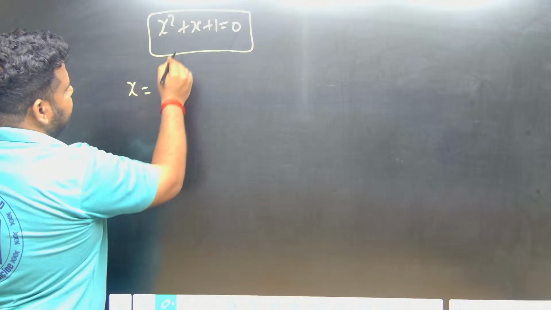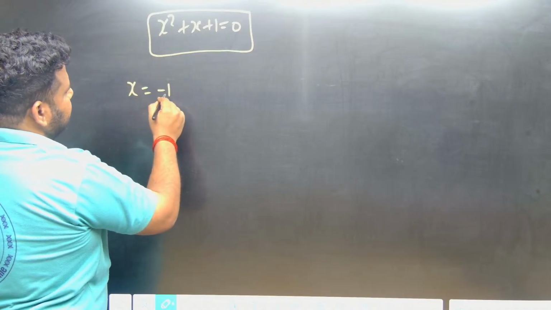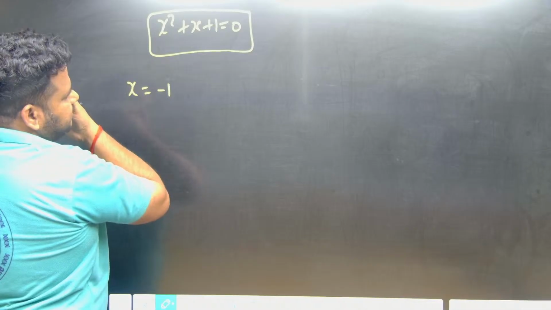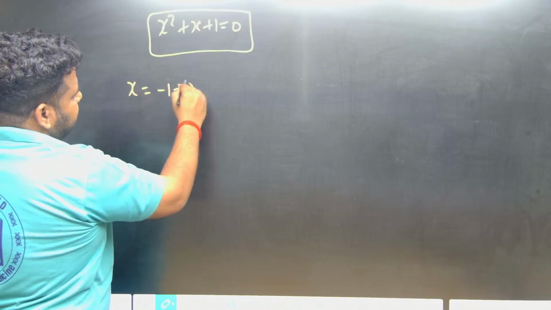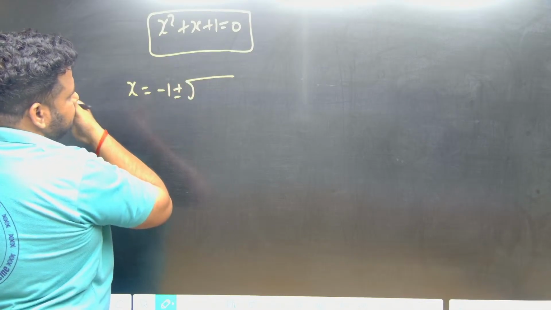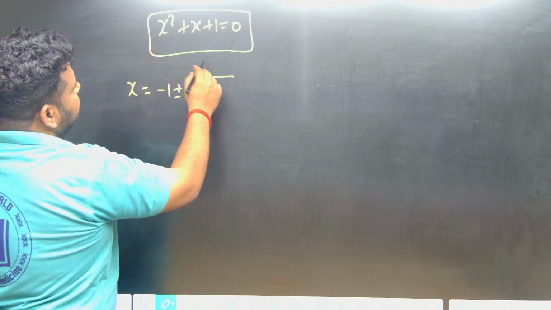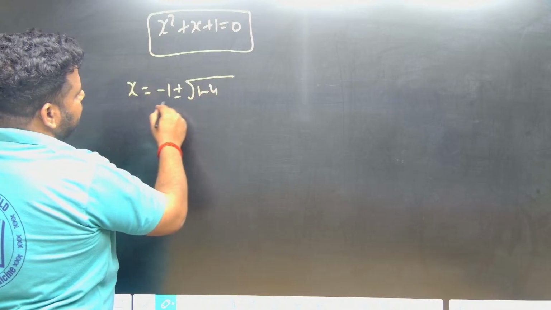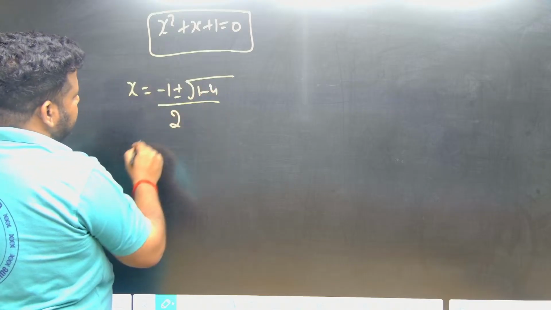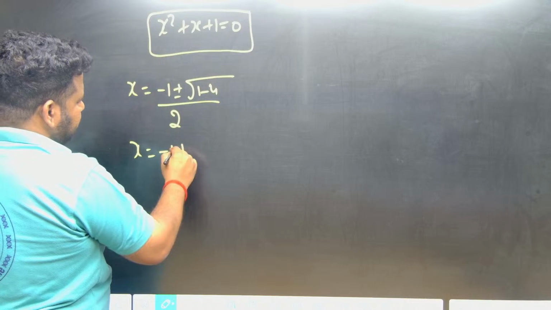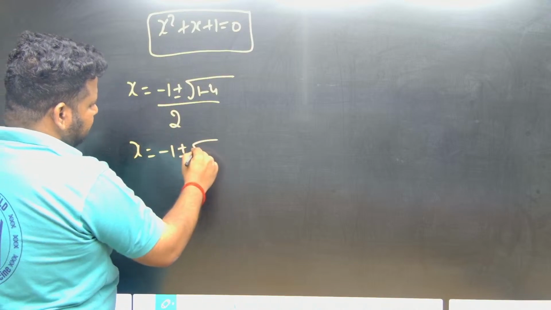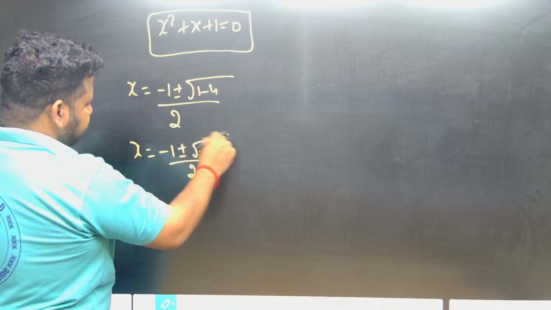Using the formula method I can write this as x is equal to minus b, minus b means here it is minus 1, plus or minus square root of b square minus 4ac. b square minus 4ac is 1 minus 4 into 1 into 1, that is 4, divided by 2a. So x is equal to minus 1 plus or minus square root of minus 3 divided by 2. This is what we will get as the value for x.